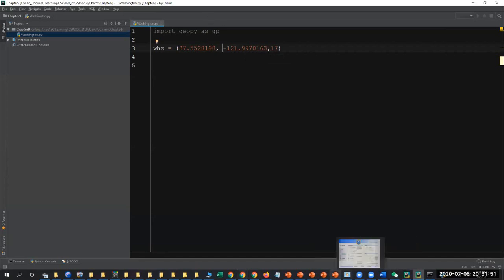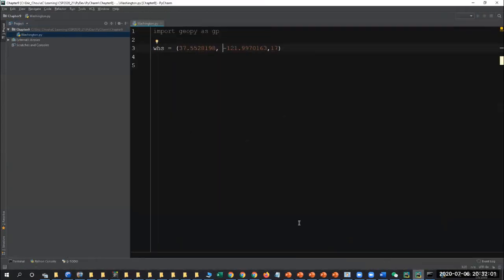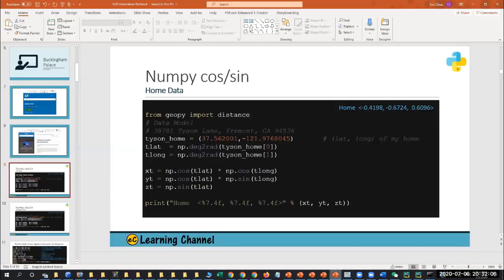We actually had a geopy. So the next thing we will do is actually not this one. Let me see. This one, not this one. I should put it here, that's my home. The next one, I want to do NumPy. So I need to import NumPy, no problem. Degree to radian. And that two tuple, I put it there. So 0 is the latitude, 1 is the longitude, no problem.